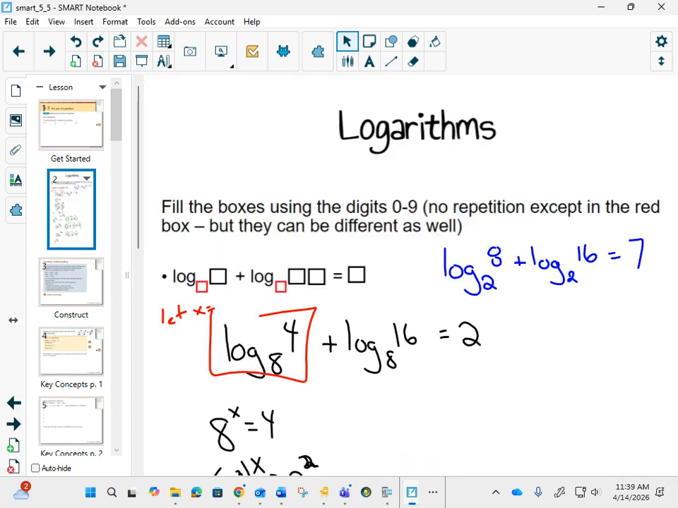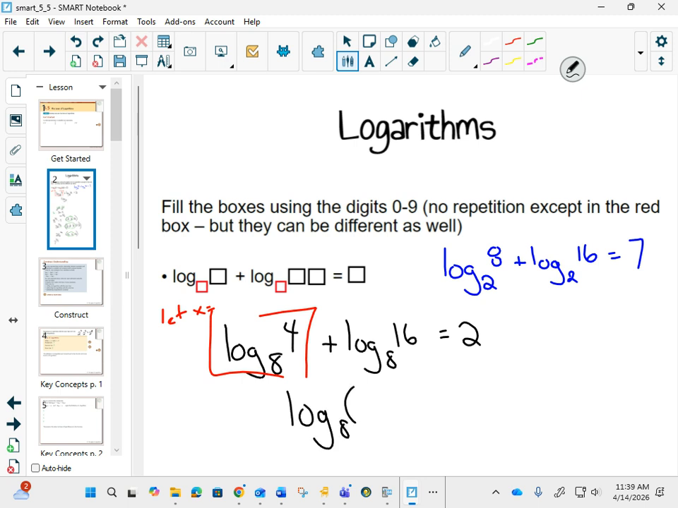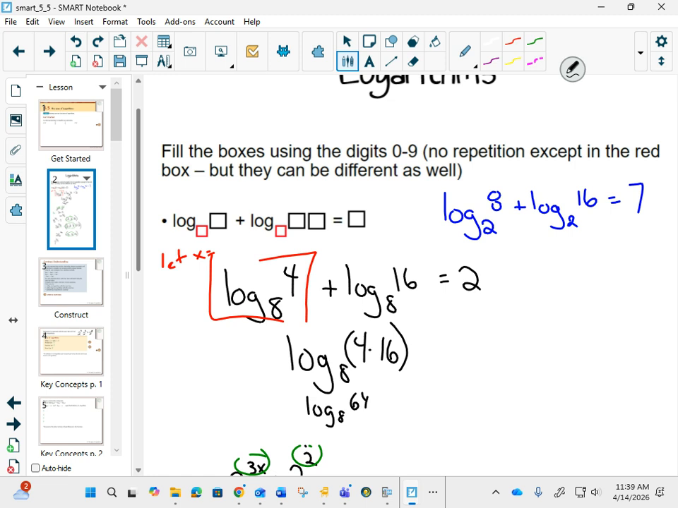If we go back to the one that I said, hey, this is interesting. Check this out. I'm adding with the same base. So that means I could combine these with the same base and multiply. What is 4 times 16? It's 64. What exponent would I get? 8 to what exponent is 64? 2. This makes sense.